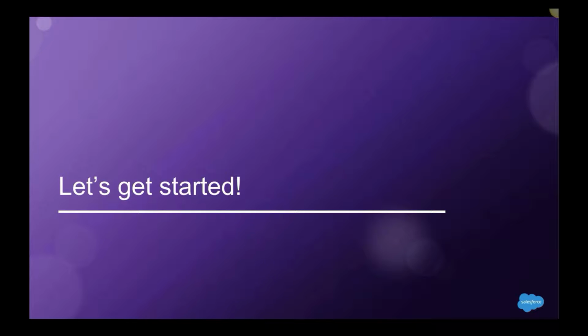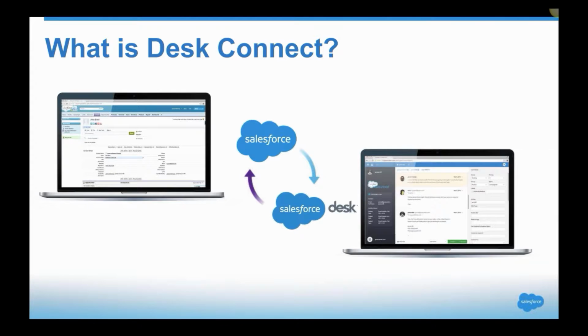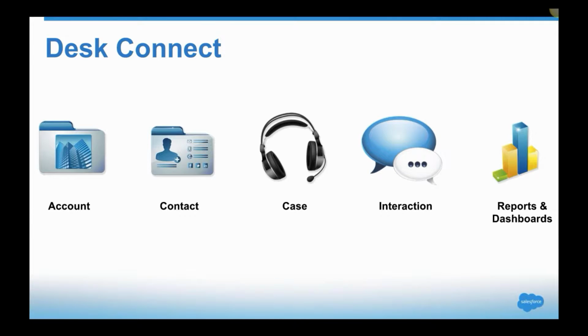All right, thank you, Brian. So let's get started. Let's first understand what Desk Connect really is. Desk Connect is a bidirectional sync between Desk and Salesforce, meaning that it will directly sync with the native objects in Salesforce, which will be cases, contacts, and accounts. So this is what we're going to talk about today.